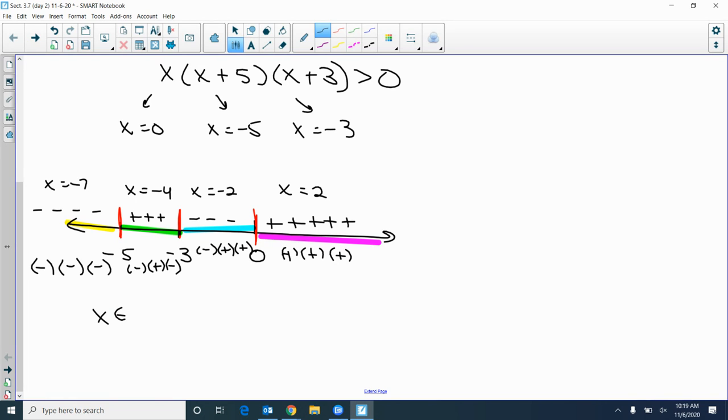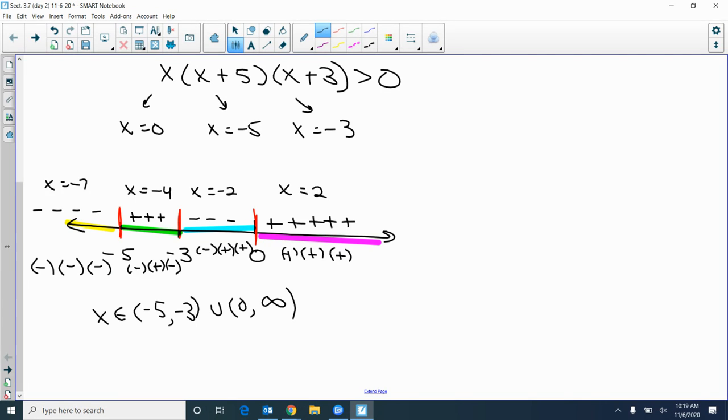All right, so final answer, x exists from, what do we have there? Don't forget to get the zeros. Don't use your test points, use the zeros. -5 to -3, union 0 to infinity. Okay. Questions?